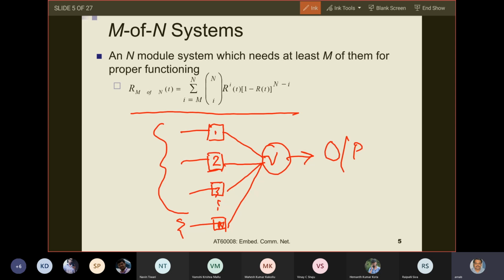Any confusion on this equation anymore? Anybody ask a question? Yes, please. Is this fine? Yes, sir. Yes.